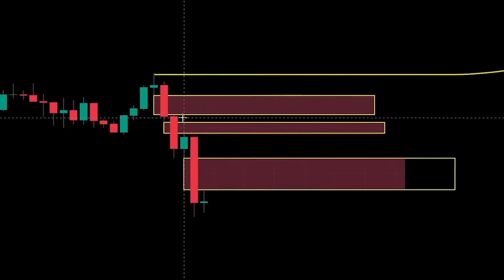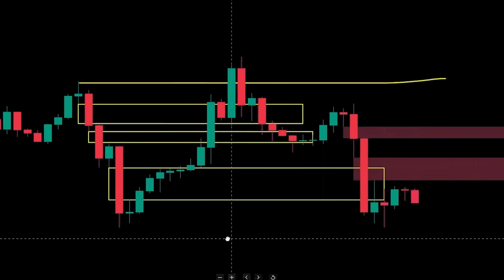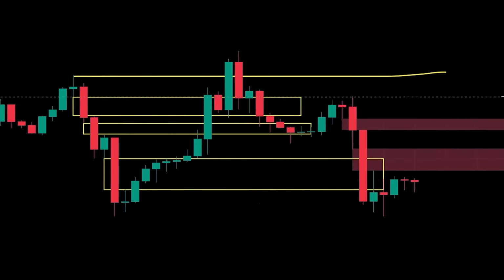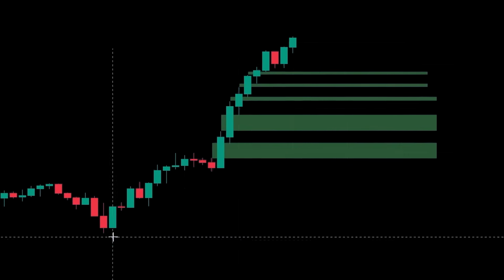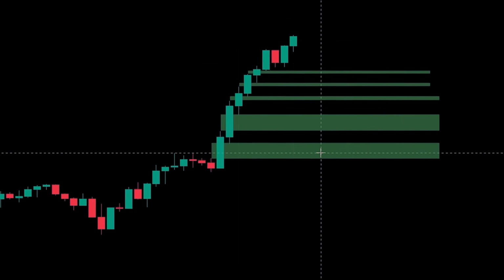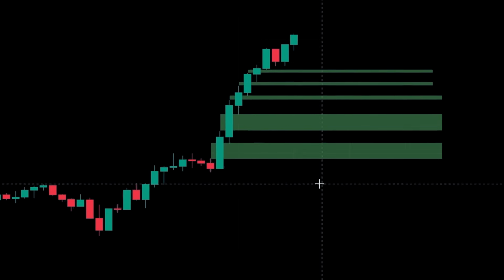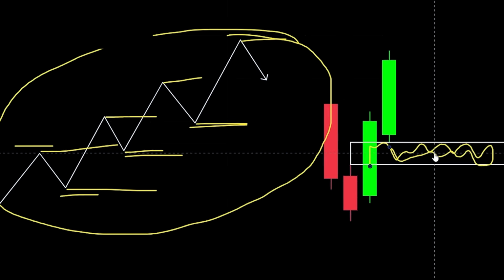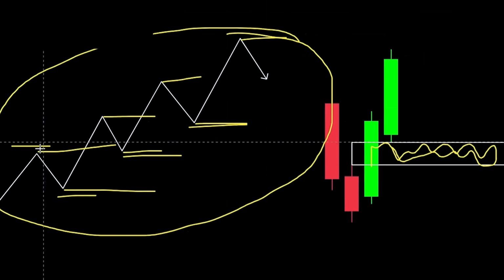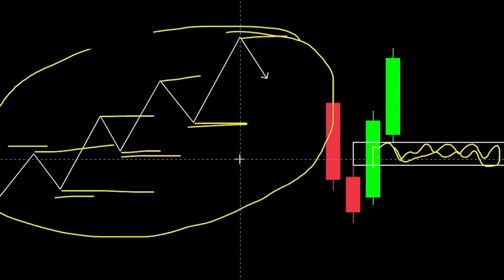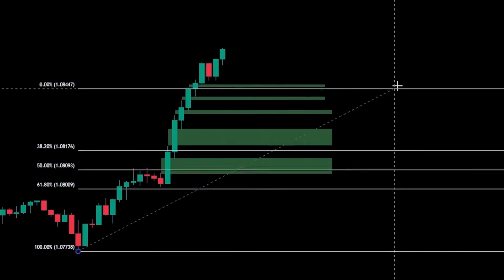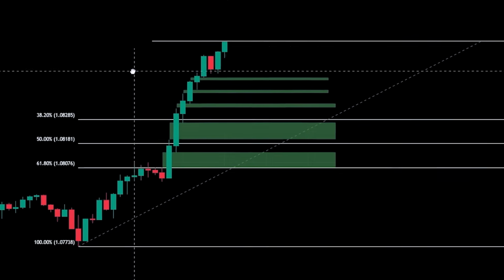In this trading example, we have multiple fair value gaps marked on the chart. The trading idea is to wait for the price to enter these zones and look for buying opportunities. However, we are only interested in buying when the price taps into the middle one. So why are we not interested in trading the others?